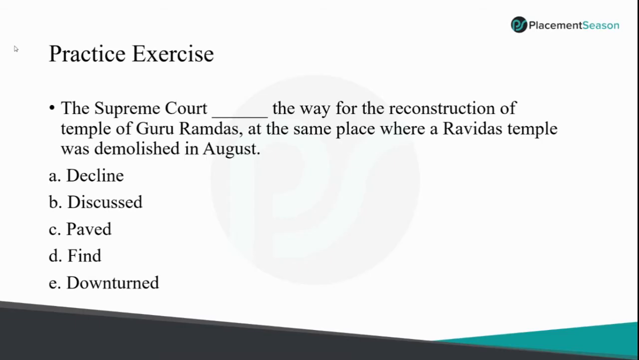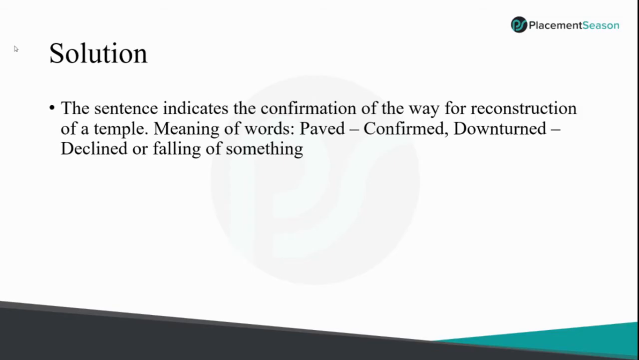But where do you get stuck? Paved. What is the meaning of paved? Confirmed. Downturn is decline. So downturn, decline can be rejected, eliminated, because the meaning of the sentence changes when you put this. So what is the possible answer? Paved. Clear?